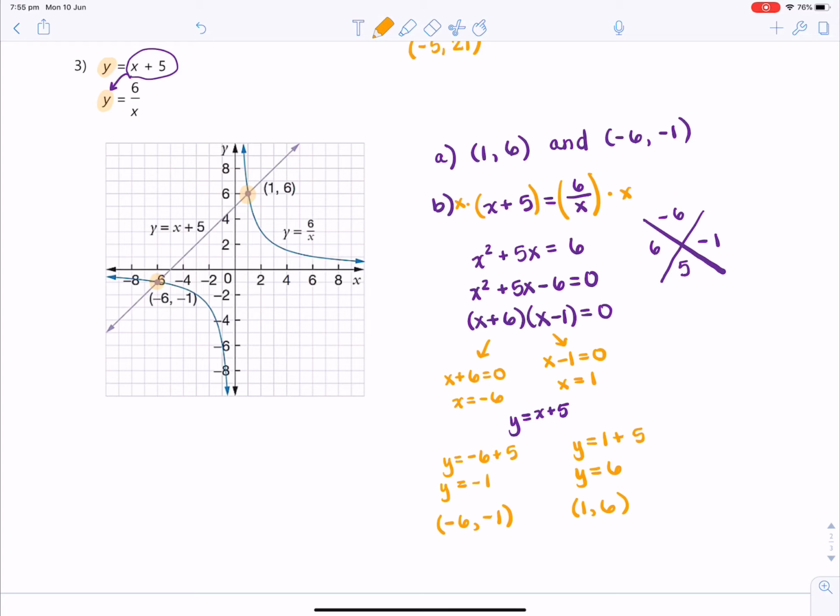Most of the time when you have a nonlinear graph and a linear graph, you're likely going to use substitution. And if you come up with a quadratic equation that needs to be solved, try putting it into standard form, setting it equal to 0, and then look to factorize or use the quadratic formula.